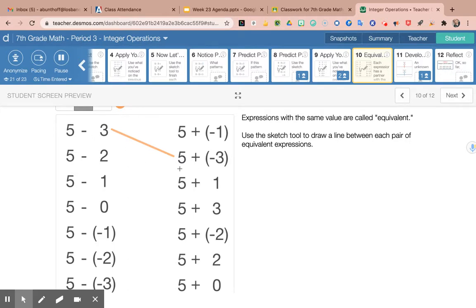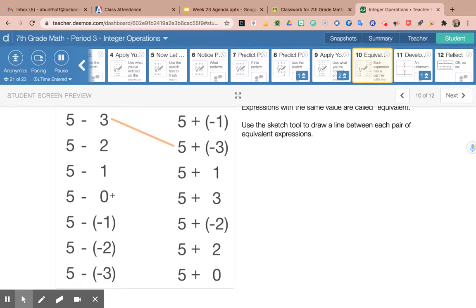Subtracting a positive is like adding a negative. So it's basically like I take the plus that was on the 3 and I just move it to the front, and I move the negative closer to the 3. So 5 minus 2 would be like 5 plus -2. So you're going to draw your lines. 5 minus 0 is 5, and 5 plus 0 is 5. So no matter if I subtract or add, the answer will still be 5 because I'm not adding or taking anything away.